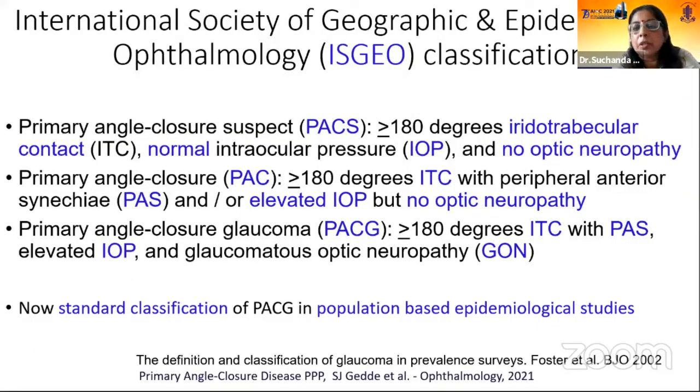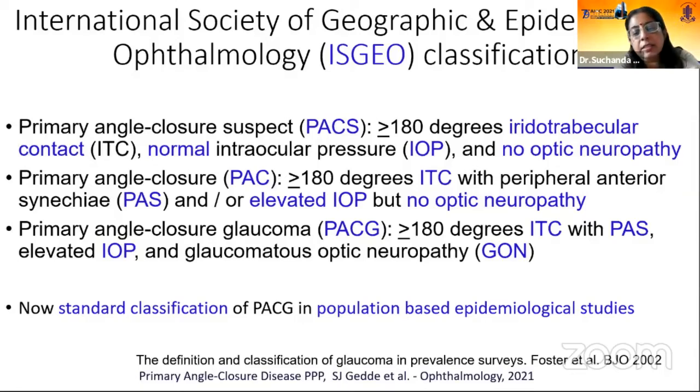In 1998, a couple of glaucoma epidemiologists got together at the Congress in Netherlands, ISGEO Congress, and they decided to come forward with a classification. And finally, in 2002, they published this classification where they called those patients with 180 degrees iridotrabecular contact or more than 180 degree, normal intraocular pressure, no optic nerve involvement as PACS or primary angle closure suspect. Primary angle closure were those with iridotrabecular contact and peripheral anterior synechia with or without elevated IOP, but no glaucomatous optic neuropathy. And those who had glaucomatous optic neuropathy were coined as PACG or primary angle closure glaucoma.